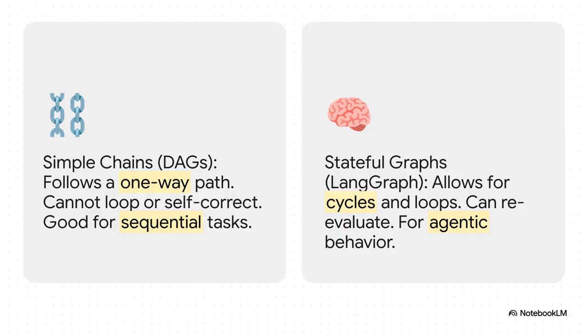And this slide just lays it out perfectly. On the left, you've got your simple chains, your DAGs. They follow a one-way path, they can't self-correct. They're fine for simple sequential tasks. But on the right, that's LangGraph's stateful graph. It's not a line, it's a dynamic web of possibilities. It allows for cycles and loops. It can reevaluate and try again. And that is what's absolutely essential for what we call agentic behavior.